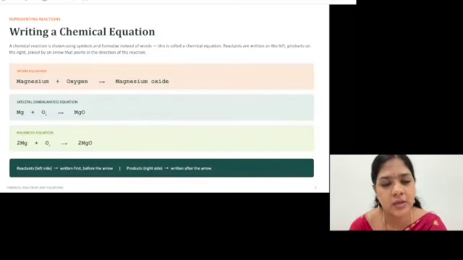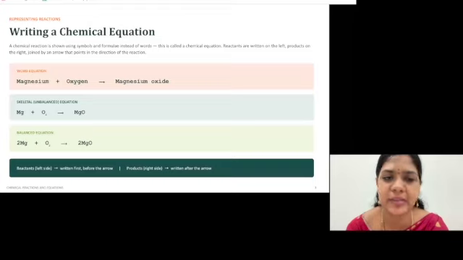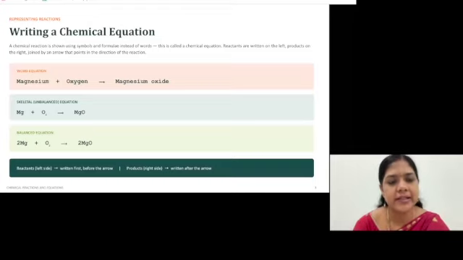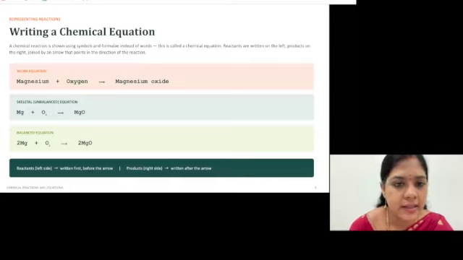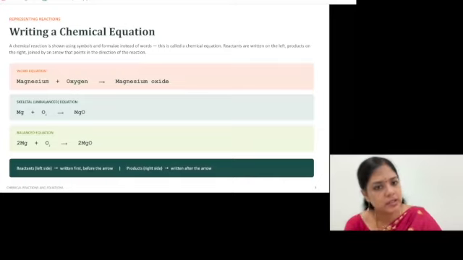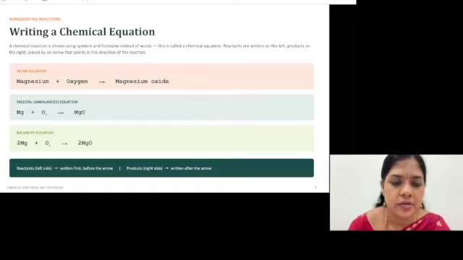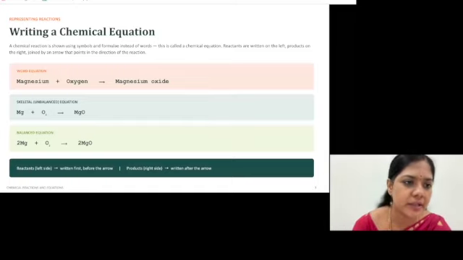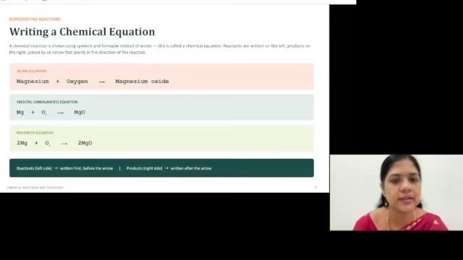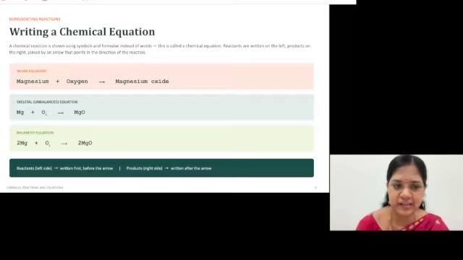So now let us talk about how to write the chemical reaction. A chemical reaction is shown using chemical formulas. Okay, so the reactants are written on the left side and the products are written on the right side. For example, magnesium and oxygen react together to form magnesium oxide. That is a chemical reaction, and how do you represent it in the form of a chemical equation is the question.